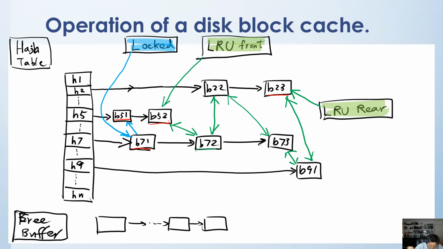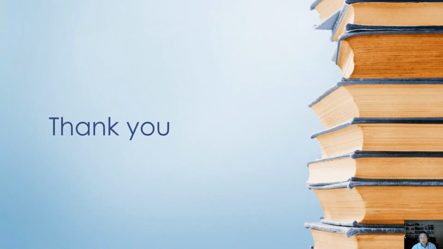So this is how we operate on a disk block cache: we use a hash table, and also a separate free buffer list. Now, if the free buffer list is empty, then you have to evict one of the blocks on the hash table.